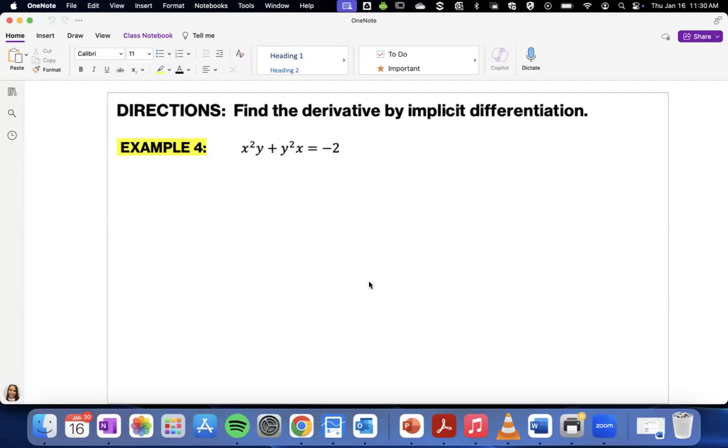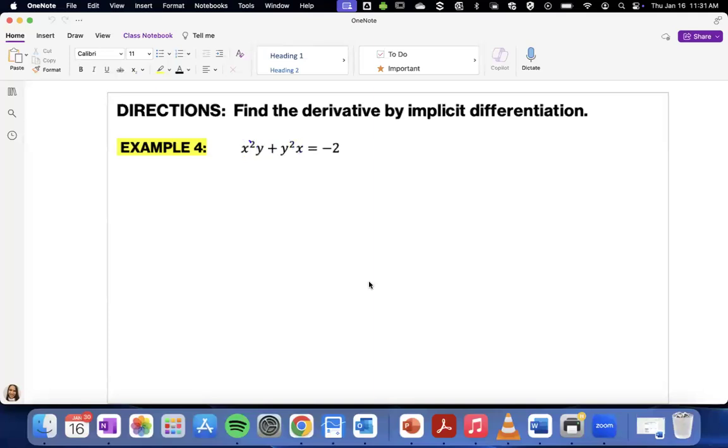Okay. Example 4. Check this out. Do you guys know what calculus rules we're going to have to use for this one? Product rule. How many times? Twice. Do you see it? We got product rule here and product rule here. First D last plus last D first.